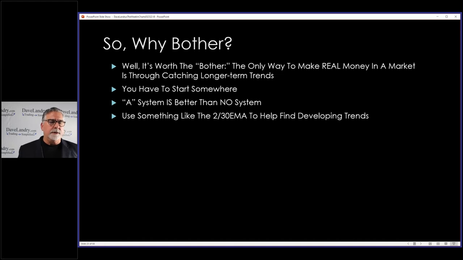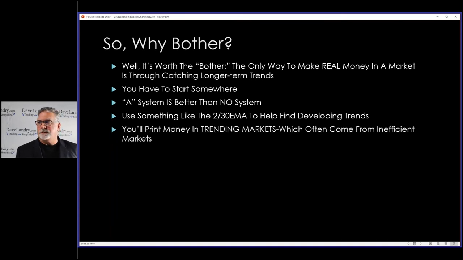Now, one thing you might want to do is, again, don't rush out and trade it mechanically, but you might want to use something like this to help you find some developing trends. This, Landry Light, bow ties, and things of that nature, to help you find some developing trends. And right now, as I'm going to get to in a second, I think that the crypto bear market may be coming to an end. Doesn't mean we're in a bull market.